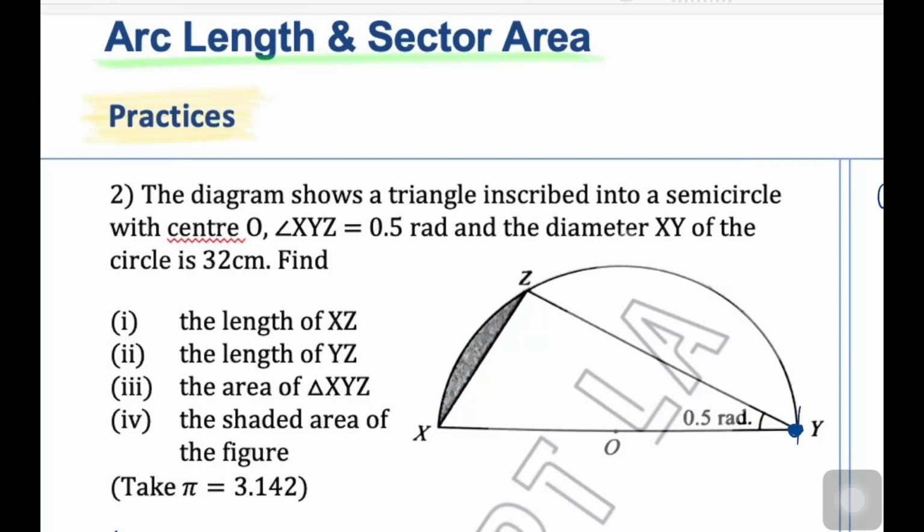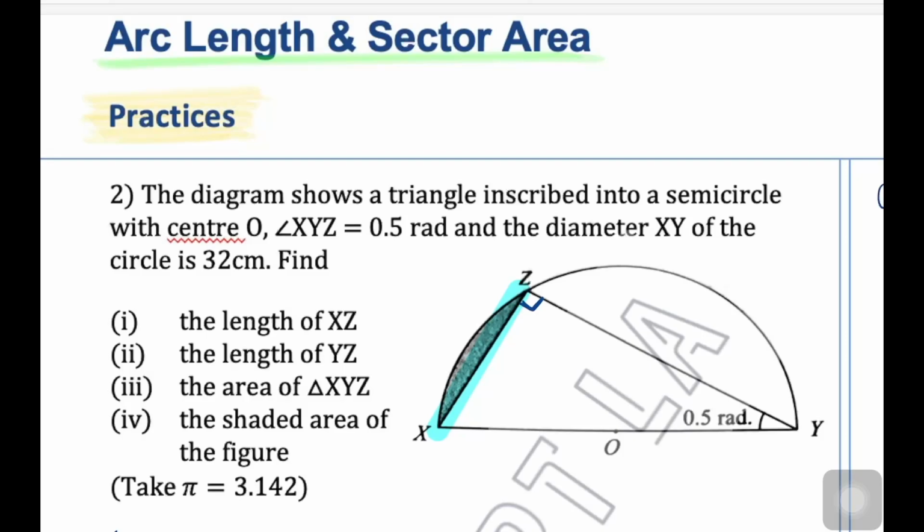Alright, so let me do some erasing. And then this triangle is the one I'm referring to. This is a right angle triangle. Where? This is the right angle. So you should be able to realize this, which is the thing that we will use to help us find the length of xz.